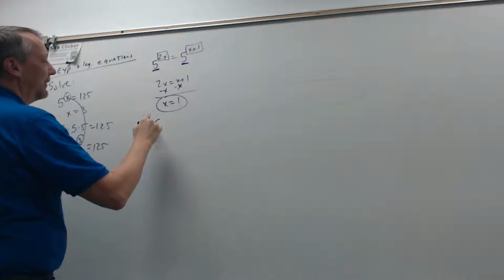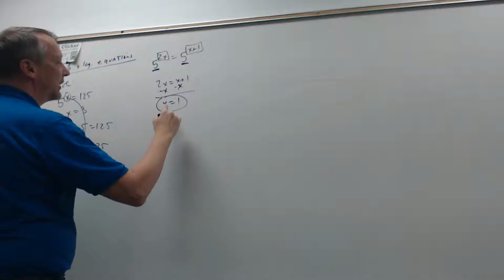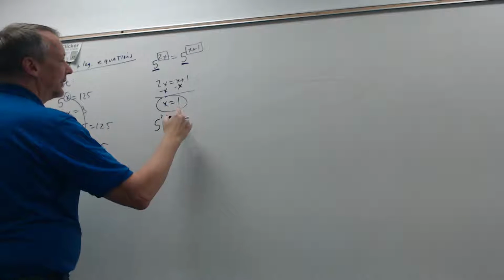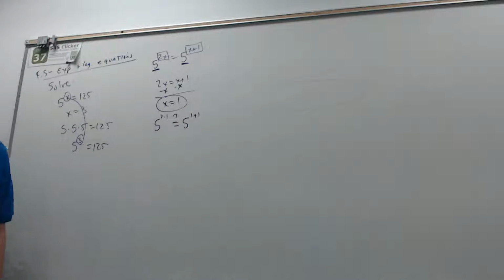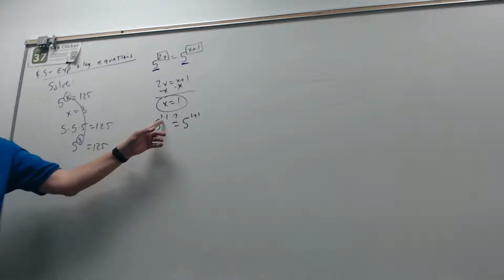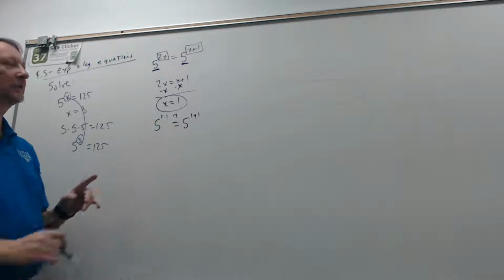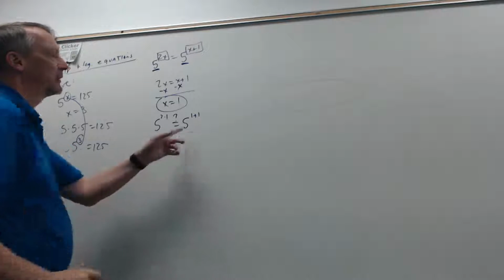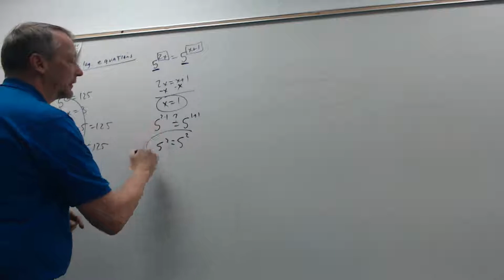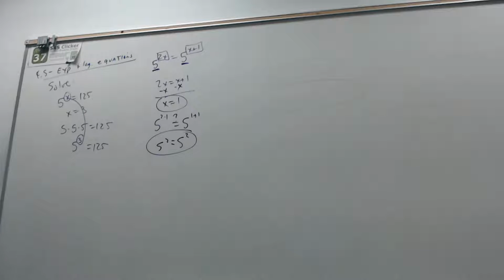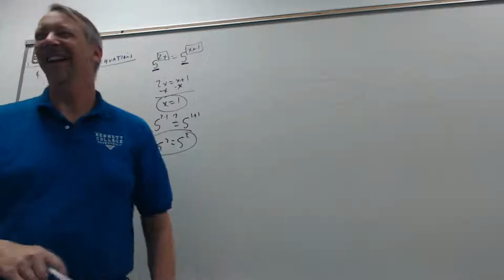Okay. 5 to the 2 times 1, does that equal 5 to the 1 plus 1? 2 times 1 is 2. 5 squared equals 5 squared. Yeah, that's a true statement. I don't even have to multiply that, but I could. Hunter, 5 squared is? Okay, all right, that's good. That was too easy. I'm still doing it.